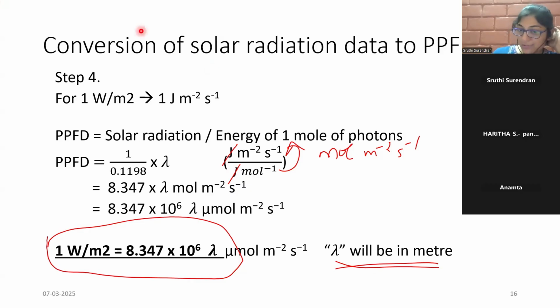Very simple question. You just have to substitute the wavelength. You have the equation for 1 watt per meter square. So we'll find out for 1000 by substituting the value of lambda as 550 nanometers in terms of meter.